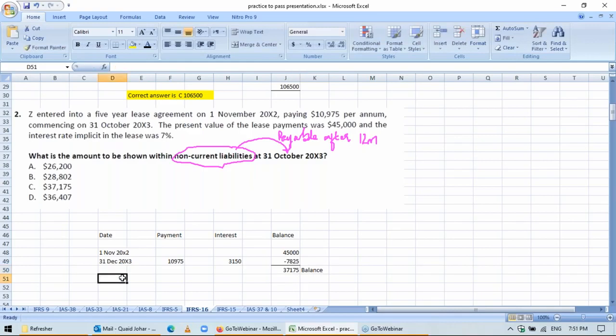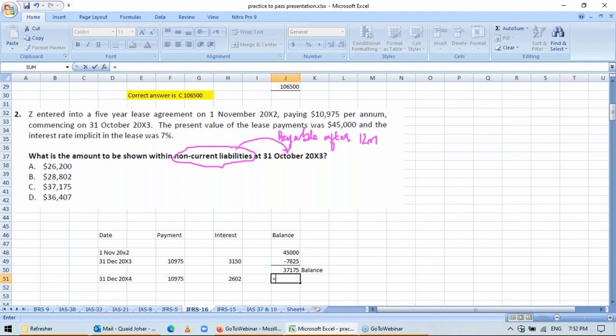But we want the non-current portion. Within the next 12 months, on 31st December 2004, we will be making another payment. The principal out of that next payment, which occurs in 12 months, is a current liability. So first remove that current liability. The 10975 includes interest as well, which will be taken on 37,175. 37,175 is the balance, multiplied by 7% makes 2602.25. Let's round it off, 2602.